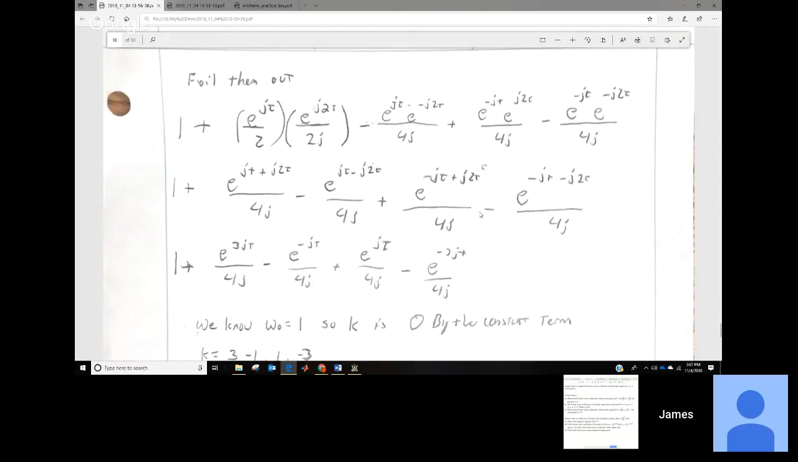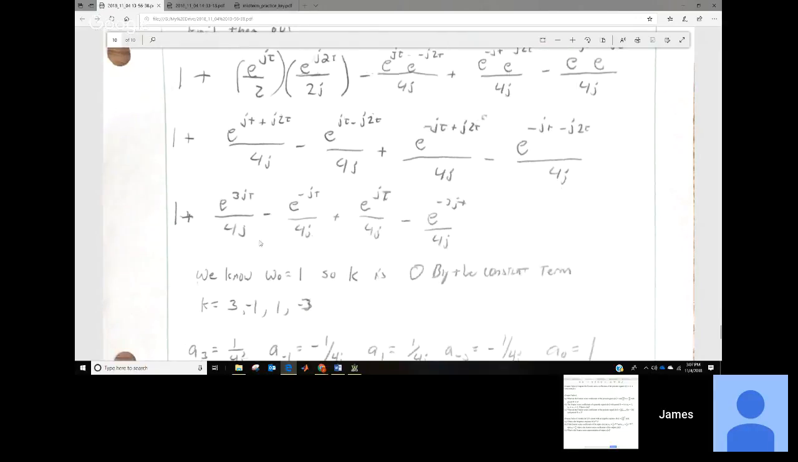So we've got the 4j's all combined. Then we have e to the jt plus e to the 2jt, and jt minus j2t. So jt plus jt is j3t right here. Jt minus 2jt is negative jt. Negative jt plus 2jt is positive jt, and negative jt minus 2jt is negative 3jt. So that's where these all came from.